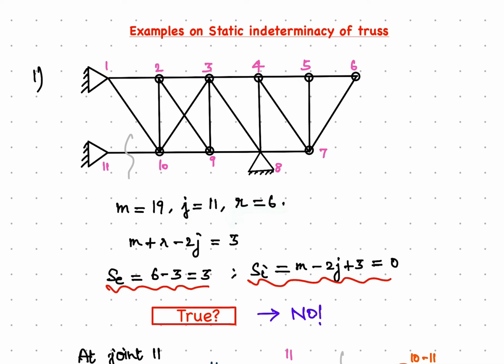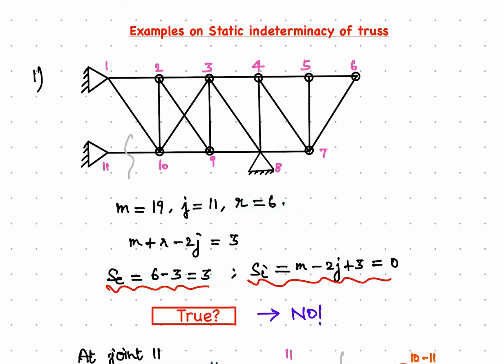Why 6? Because at node 1, node 11 and node 8, we have 3 pin supports. Each will offer 2 reactions and hence 2 plus 2 plus 2 gives you a value of 6 here. If we want to see what is the overall indeterminacy, we can use this formula m plus r minus 2j, which gives you a value of 3 here. And in order to categorize it as external and internal, we can use this formula for SES, r minus 3. R is 6 here, so 6 minus 3 will give you a value of 3 here.